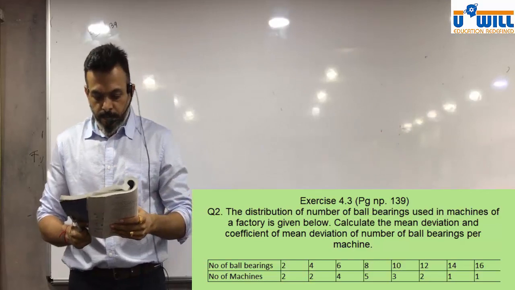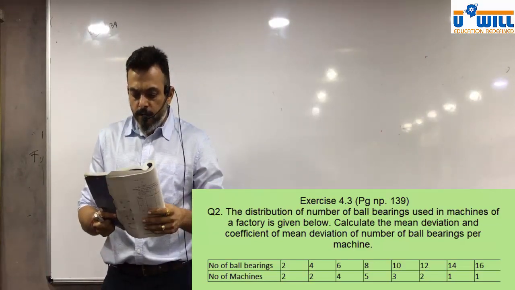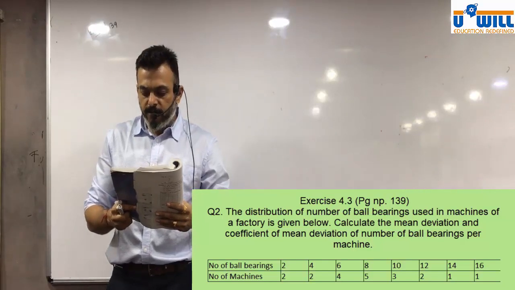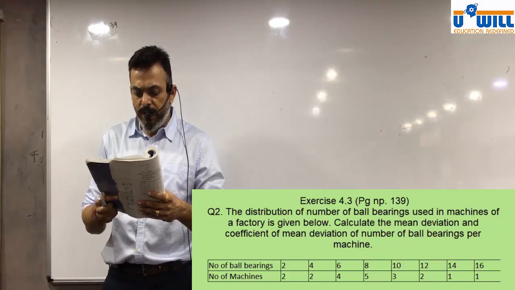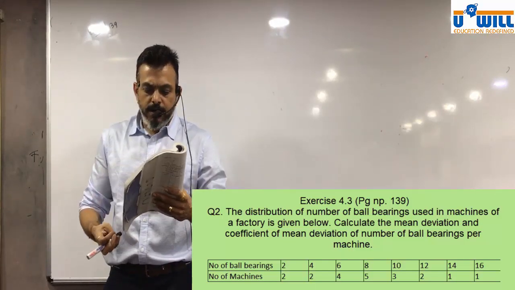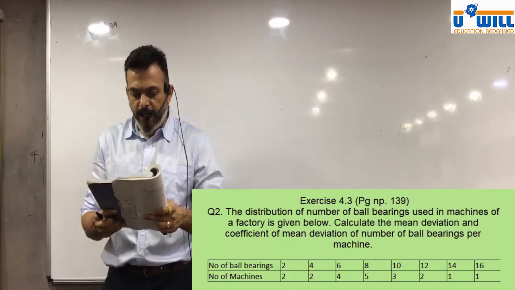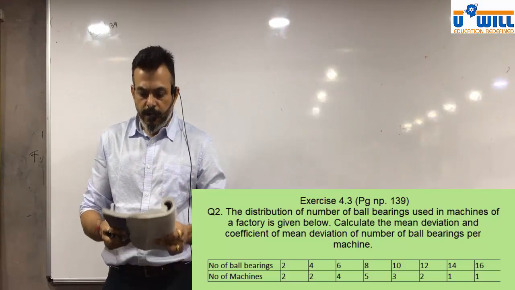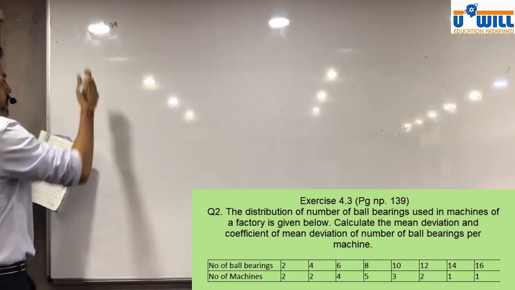Question number 2. The distribution of number of ball bearings used in a machine of a factory is given below. Calculate the mean deviation and coefficient of mean deviation of number of ball bearings per machine. Now, we have to find mean deviation and the coefficient. What type of data is this? It's a discrete data. Okay, so lots of calculation. Likho.